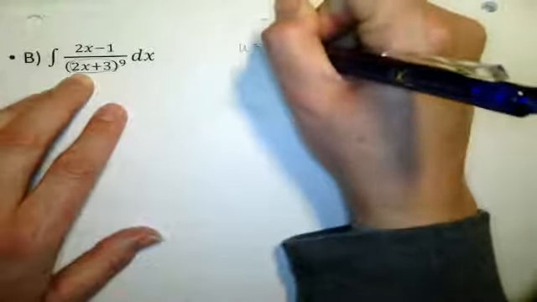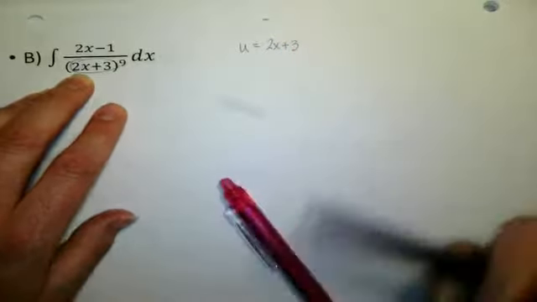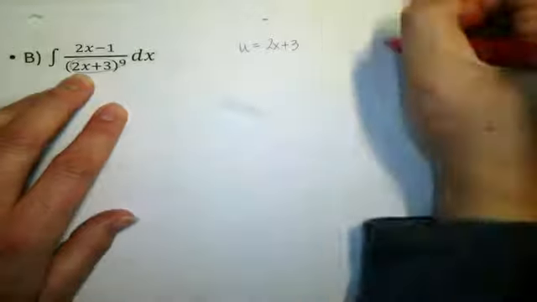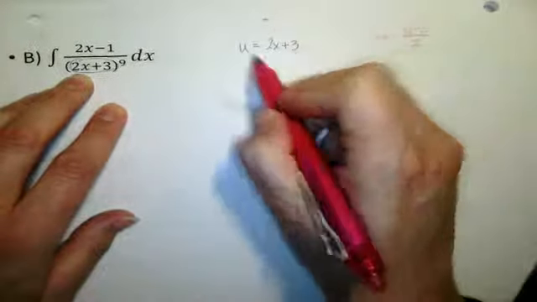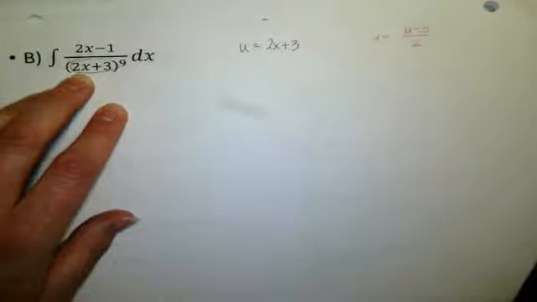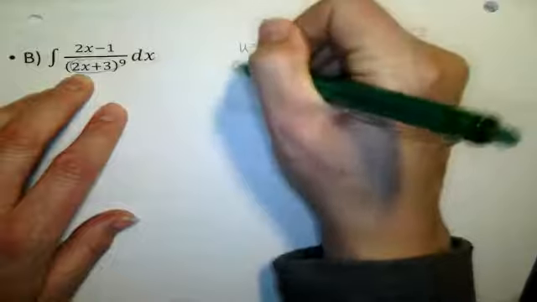So we're going to let u equal 2x plus 3. And while I'm at it, I'm going to go ahead and solve for x. So x would be u minus 3 divided by 2. Subtract the 3, divide by the 2. Good to know. Then I can go ahead and take a derivative. du dx.